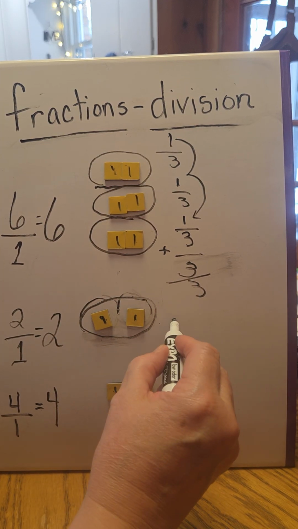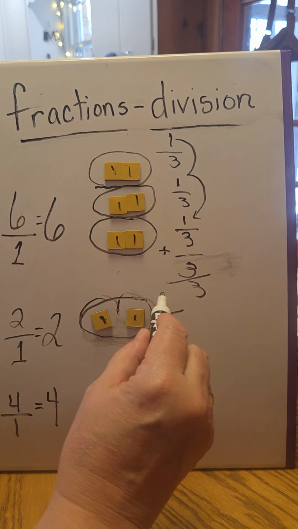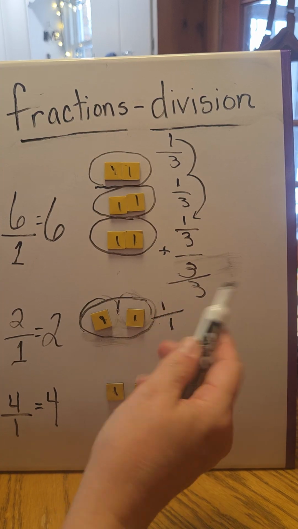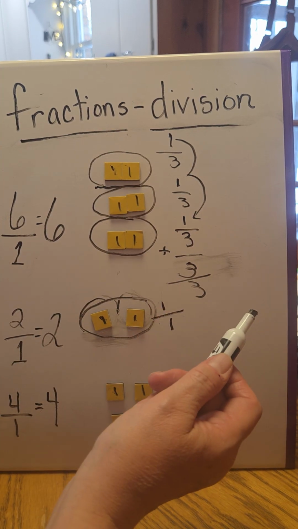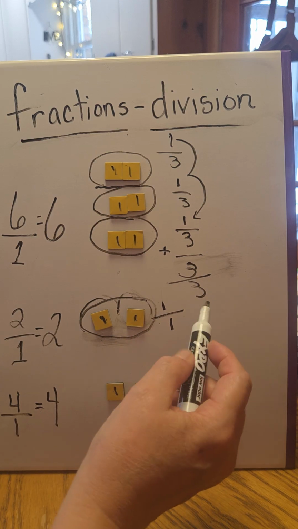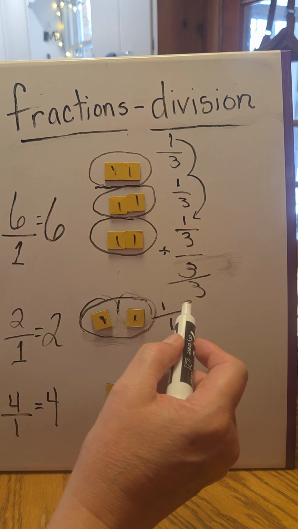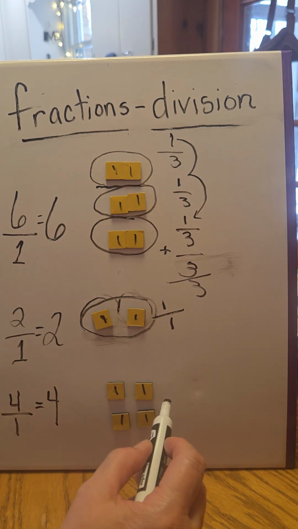How many groups do I have? 1. How many are yellow? 1. The 1 over 1 is the same. What? The whole group. 1 whole group. Okay, we'll leave that there. 1, well, let's do this one.